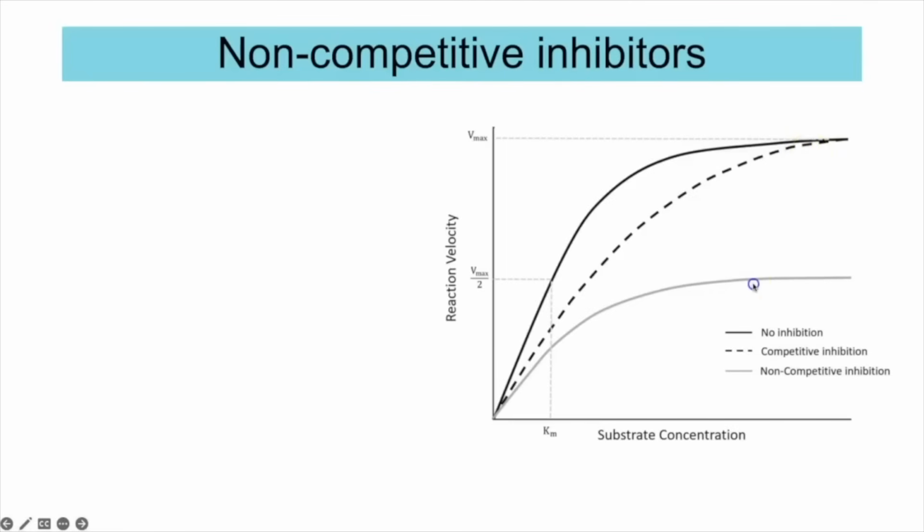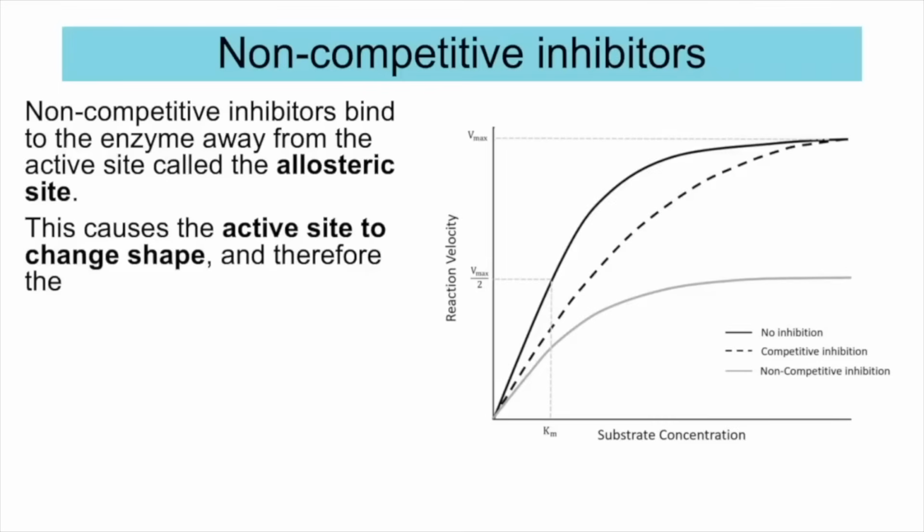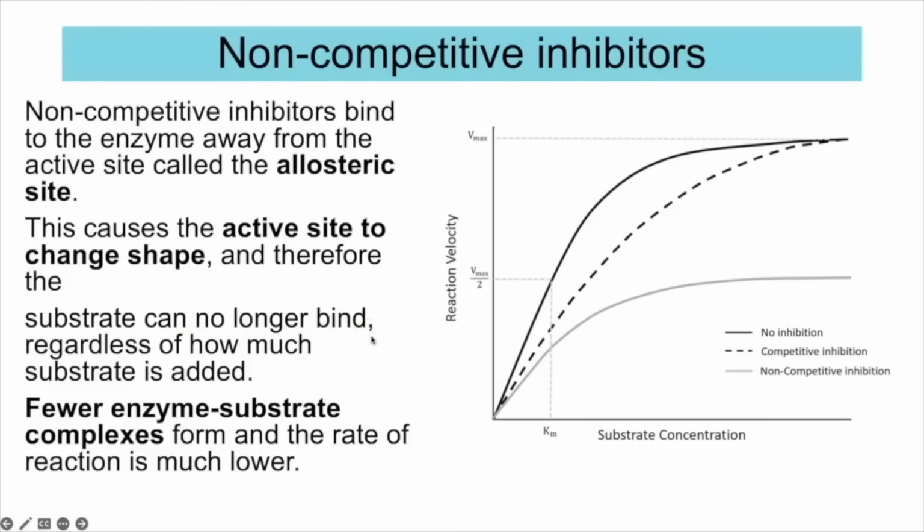The non-competitive inhibitors, though, these bind onto the enzyme at a position other than the active site, and we call that the allosteric site. Because the inhibitor has bound to the enzyme, it causes the protein to change shape, and therefore it changes the shape of the active site, and the substrate can no longer bind, regardless of how much is added. And that's why we see there is a lower rate and even plateaus at a lower rate. And it doesn't matter if you continue to add more and more substrate.